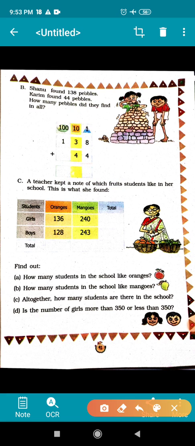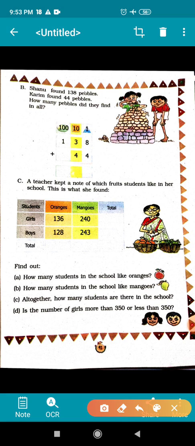A teacher kept a note of which foods students like in her school. This is what she found. Here you can see number of girls and number of boys who liked which fruit. Here 136 girls like oranges and 240 girls like mangoes. 128 boys like oranges and 243 boys like mangoes. Here you can find the total. So you find it on your own. Okay. Now let us see next.